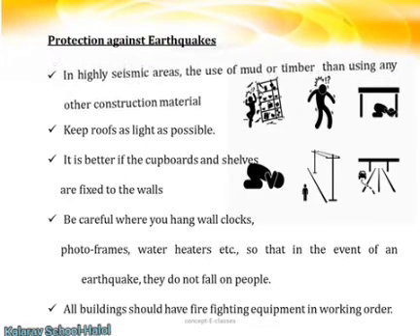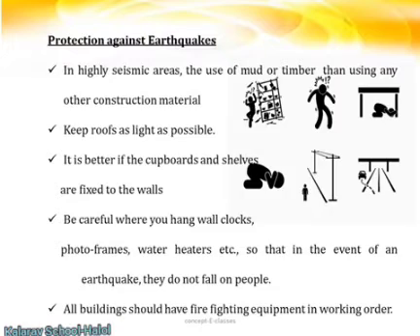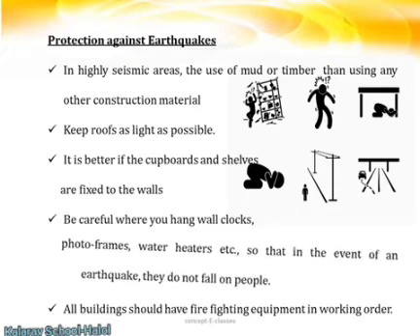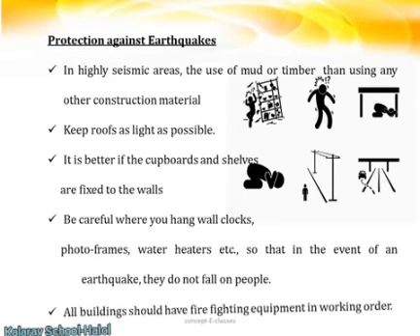So in highly seismic areas, what we should do is that the use of mud or timber is better than using heavy construction material. Keep the roof as light as possible. So in case the structure falls, the damage will not be heavy. It is better if the cupboards and shelves are fixed to the walls so that they do not fall easily. Be careful where you hang your wall clocks, photo frames, water heaters so that in the event of an earthquake, they do not fall on people.